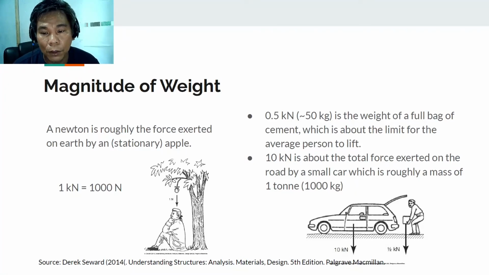For 10 kilonewton, that is about the total force exerted on the road by a small car, which is roughly a mass of 1 ton. A ton is 1,000 kilograms. So 1,000 kilograms is about 10 kilonewton. So at least you should feel that one. 0.1 kilonewton is about the weight of the cement. 1 kilonewton actually is almost 100 kilograms. That's my weight. So I can say 1 kilonewton, that's me. Or 10 kilonewton, that's the small car.